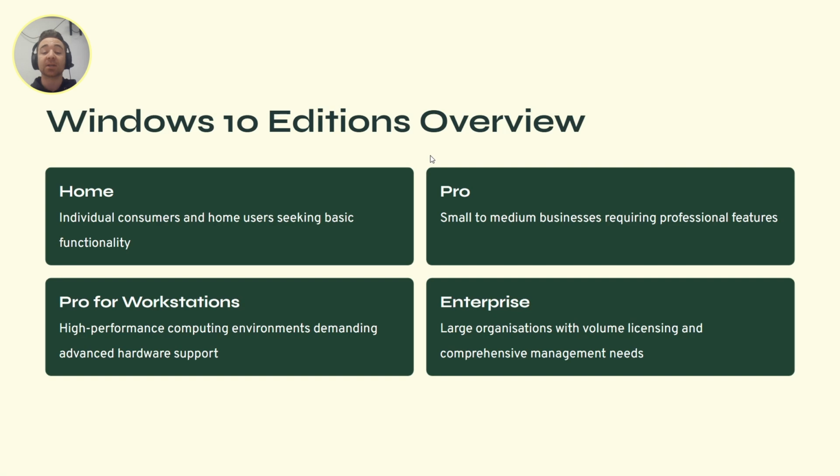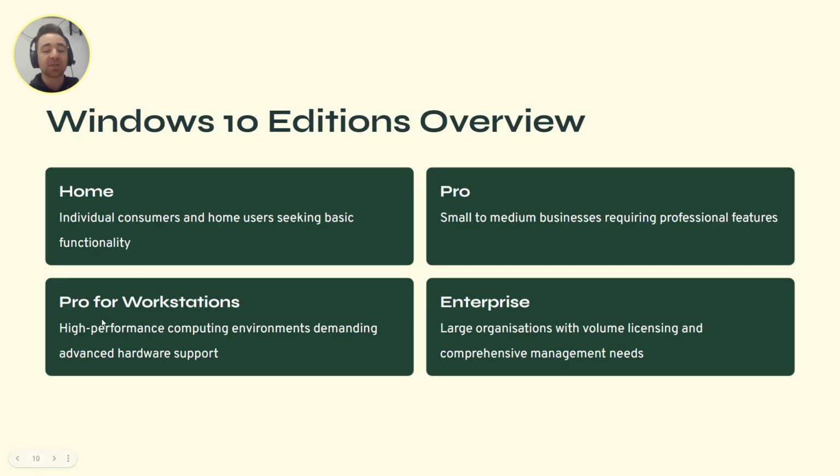So you need some extra functionality. You need to be able to integrate with what is called a domain, which is basically central management of all the computers, all the devices within that business. So you need functionality to do that. You need a little bit more memory, a little bit more RAM, a little bit more capabilities.